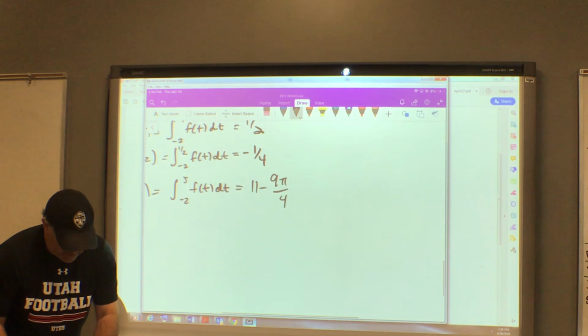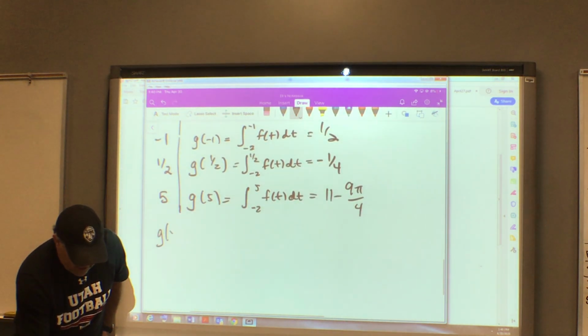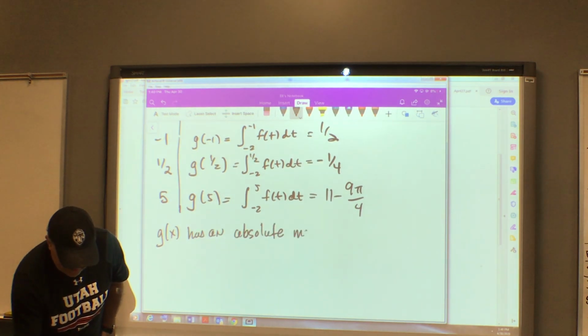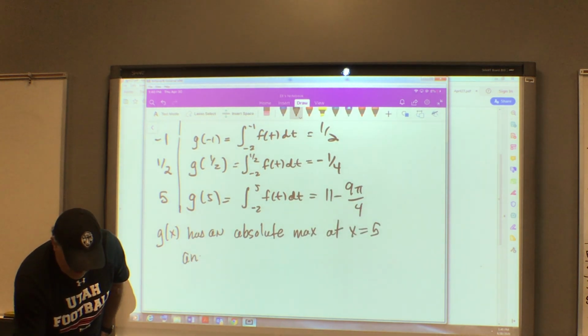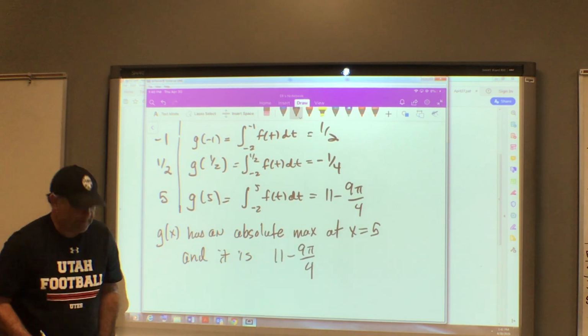And so there's our justification, but we need to say g has an absolute max at x equals 5, and it is 11 minus 9 pi over 4.